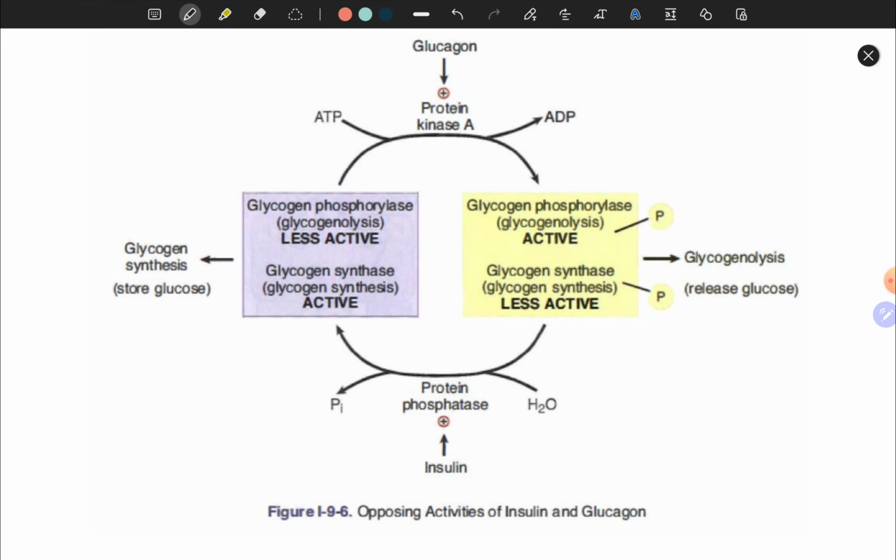Phosphorylation and dephosphorylation of the enzyme make them active or non-active. By which mechanism? By phosphorylation and dephosphorylation of the enzymes.